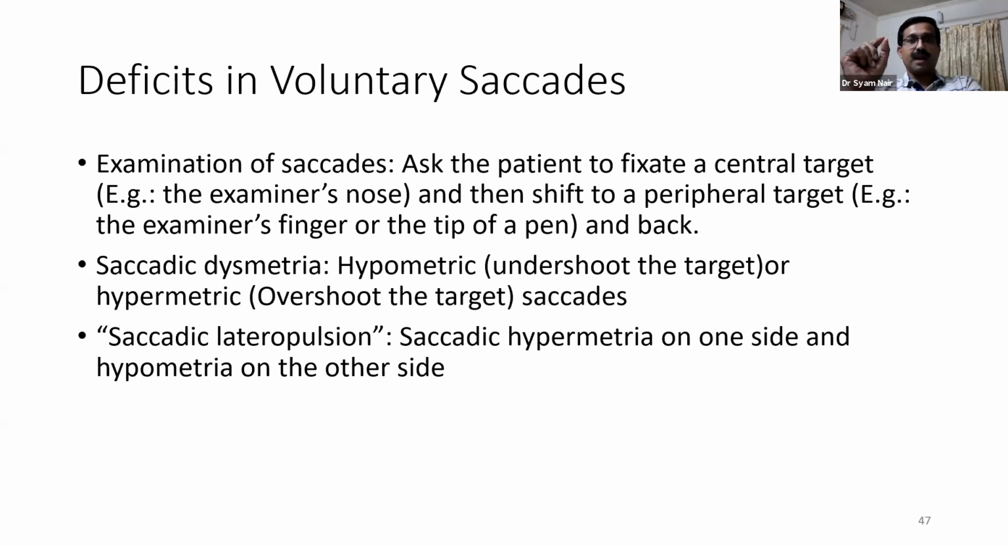That is, saccades become either hypometric. They undershoot, they do not reach the target, they stop, and again with another catch-up saccade, it reaches the target. Sometimes there is saccadic hypermetria, that is, it goes beyond the target and then with another saccade in the opposite direction, it comes back to the target. Saccadic lateropulsion is a situation in which towards one side, the patient has got saccadic hypermetria. When you look to the other side, you see that the patient has got saccadic hypometria. And generally the lesion is on the side of the hypermetric saccades.